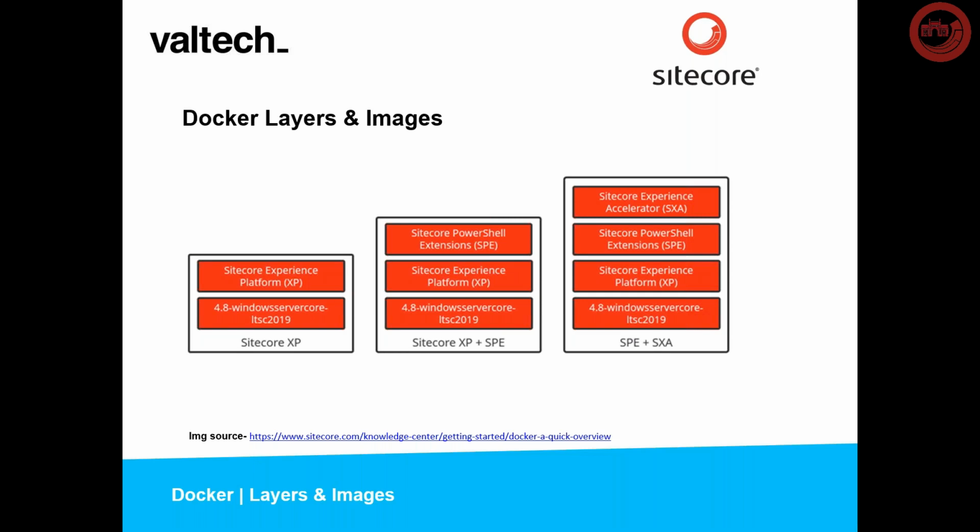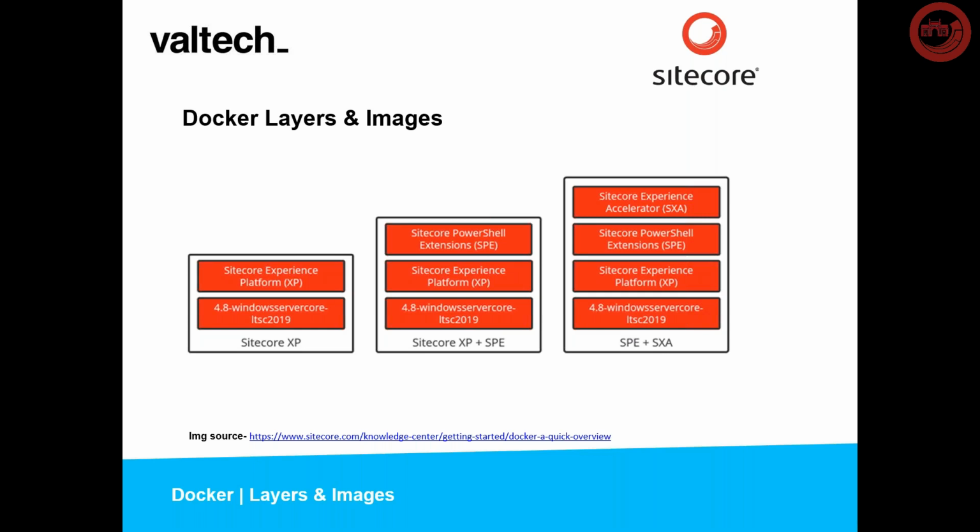On this screen you can see we have three different kinds of images created. The first image is the Sitecore XP image, which is based on the Windows Server Core base image provided by Microsoft. So if you want to build a Sitecore XP image, we use this as a base image, and then on top of it we create an image for Sitecore XP. That's how it gets accumulated, and we call it an XP image.